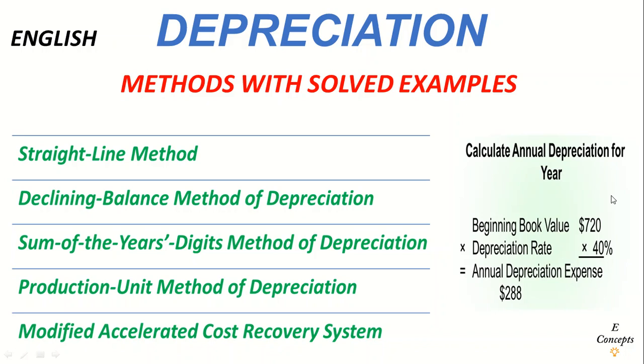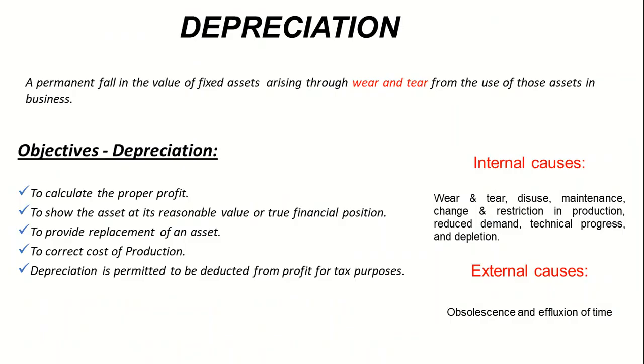Today we will discuss what depreciation is and different methods to calculate the depreciation amount of an asset, with solved examples. So first, what is depreciation? Depreciation is a permanent fall in the value of a fixed asset arising through wear and tear from the use of those assets in business. So it's a permanent fall in the monetary value of a fixed asset.